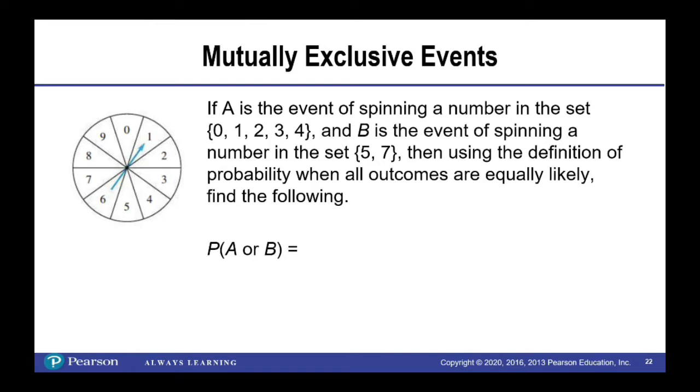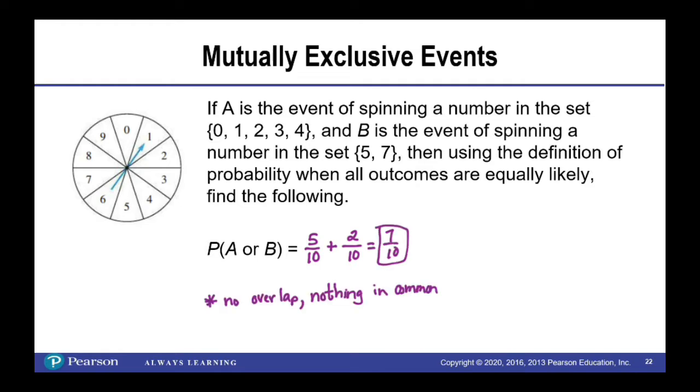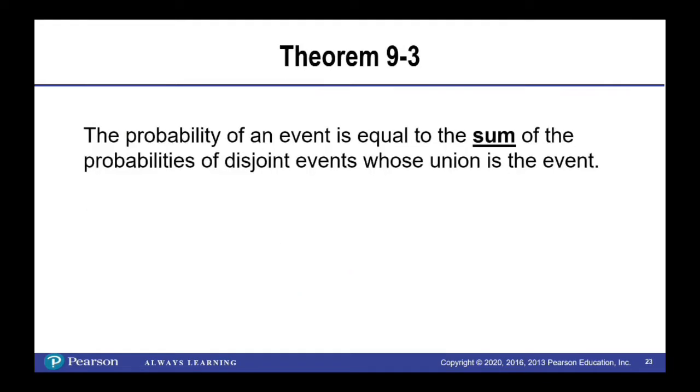The probability of A was 5 out of 10. The probability of B was 2 out of 10. Add these together, gives us a probability of 7 out of 10. Now again, notice that these two had nothing in common. There was no overlap between our two events. This leads us to our next theorem.